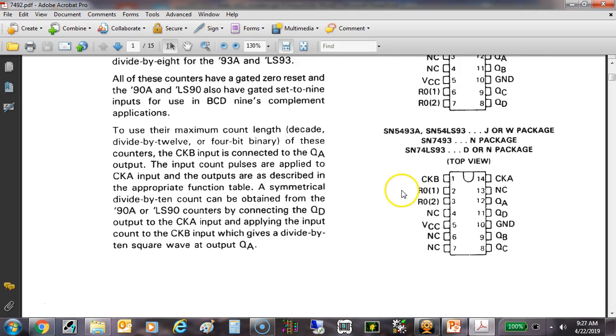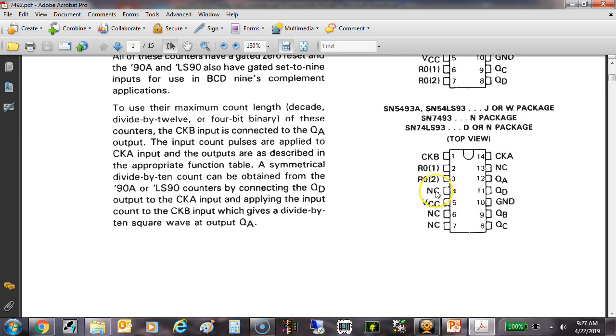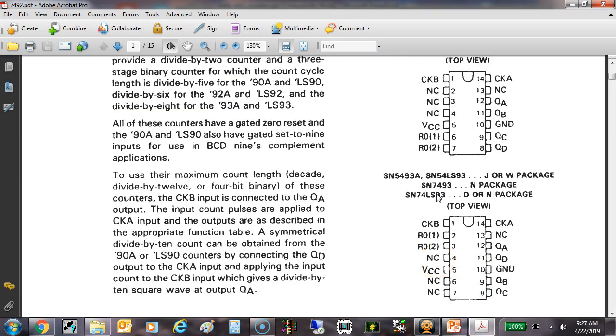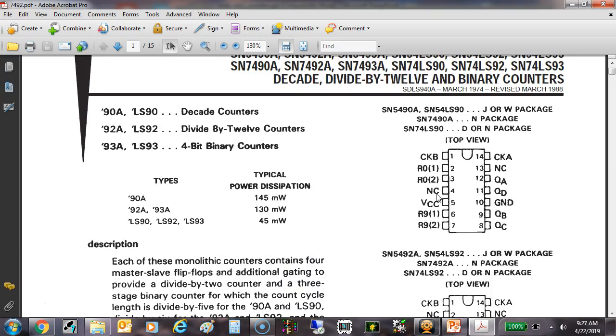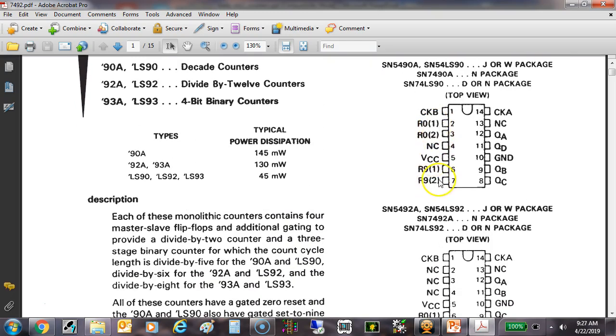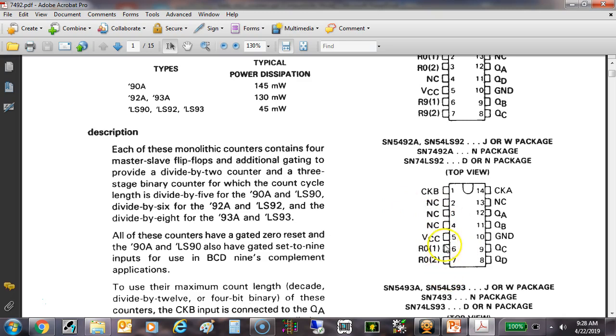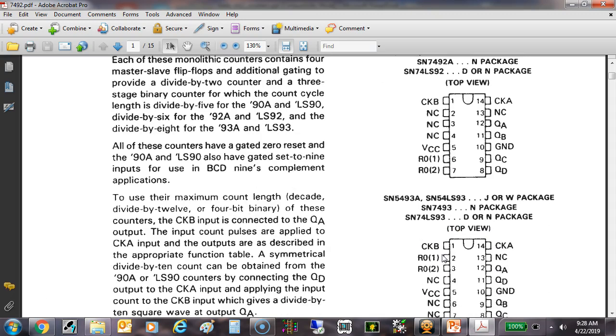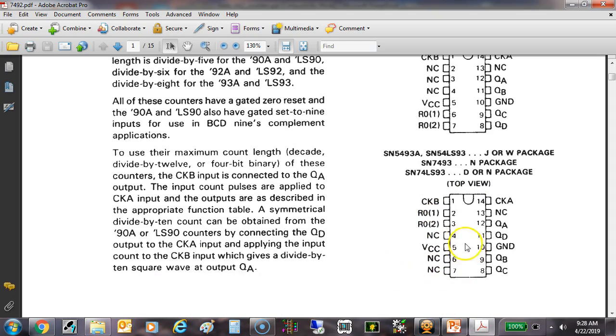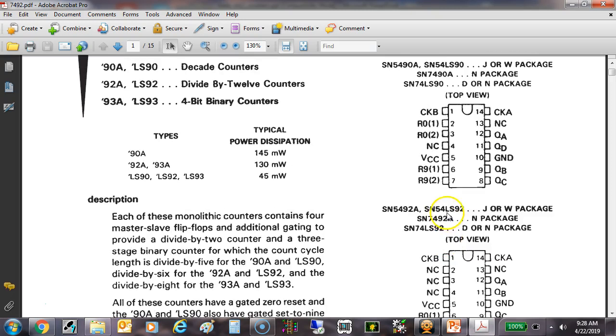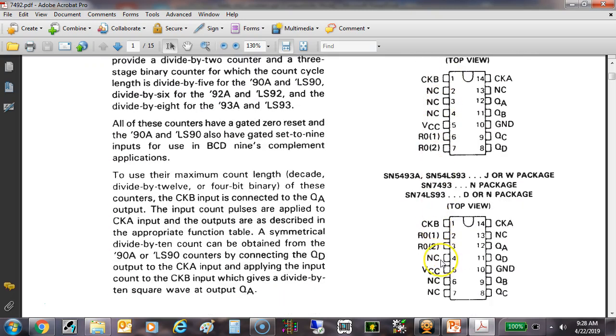So this is the one we're dealing with right here. What does NC mean? Not connected, because all these have basically the same pin out. It's just that over here we have a reset 0, reset 9. Here, since this is a divide by 12, we don't have a reset 9, but we still have the reset 0 on the same pins, right? You understand? Pin 4 is not connected on any of them. We don't have a reset 9, but we need a reset 0, right? Y'all understand?